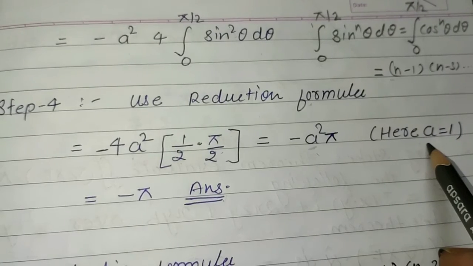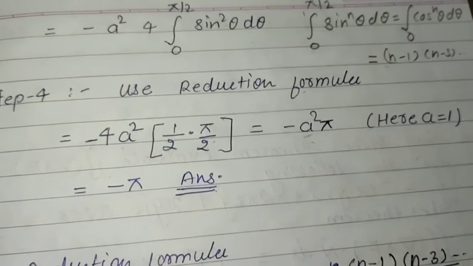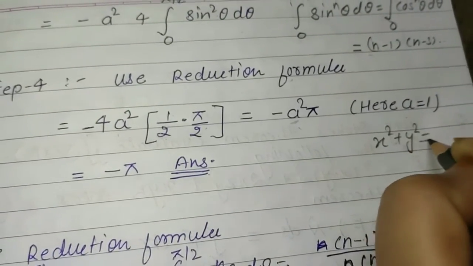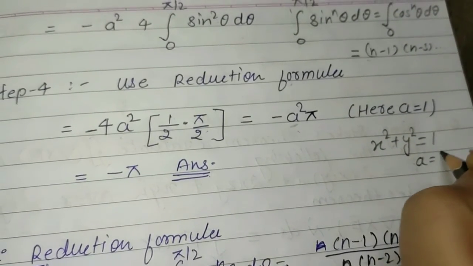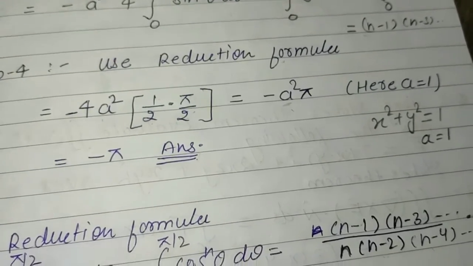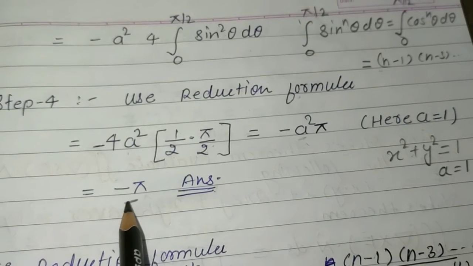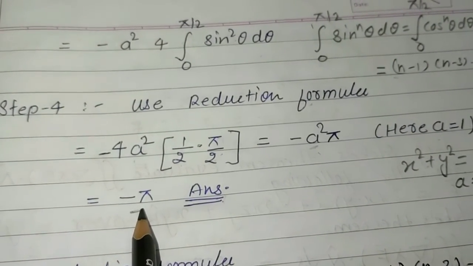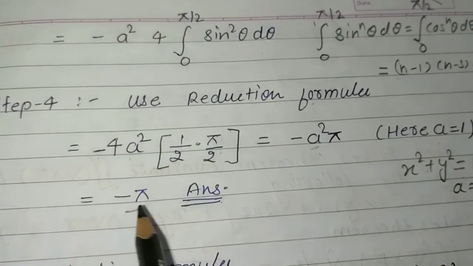The equation of the circle is x square plus y square is equal to 1. So here a is equal to 1. The radius of the circle will be 1. So when we put it here, the answer is minus pi. Hope you understand this. If you have any doubt, then please ask.